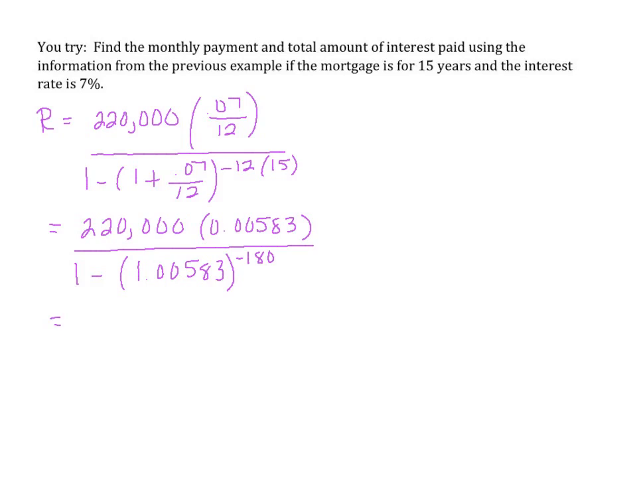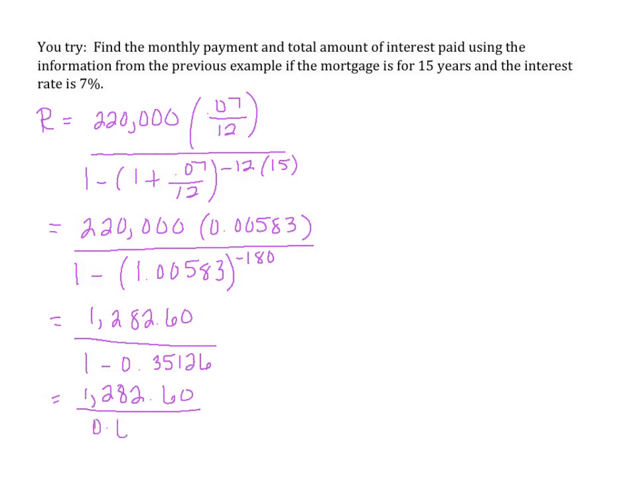So if we multiply the numerator, we'll end up with 1,282.60 divided by 1 minus 1.00583 to the negative 180th power, which is 0.35126. If we subtract, we end up with 0.648784. And of course, when we divide, we'll end up with a payment of $1,976.93, which is only about $600 more for a payment.